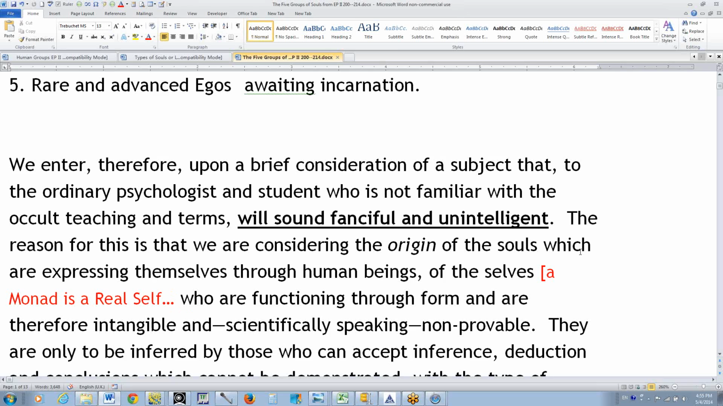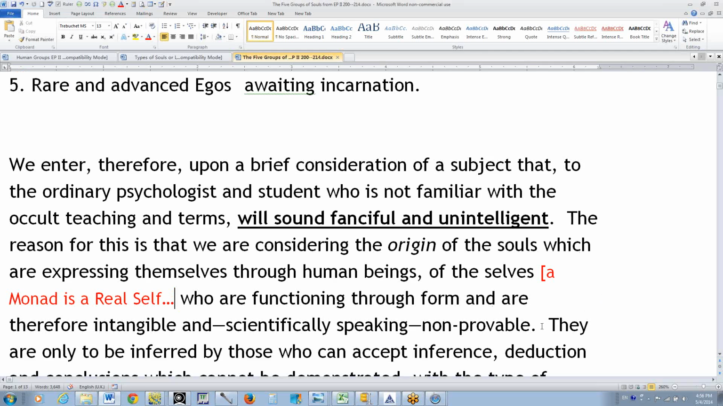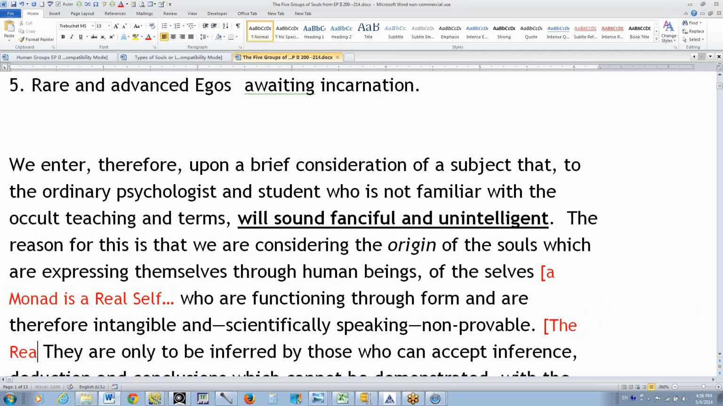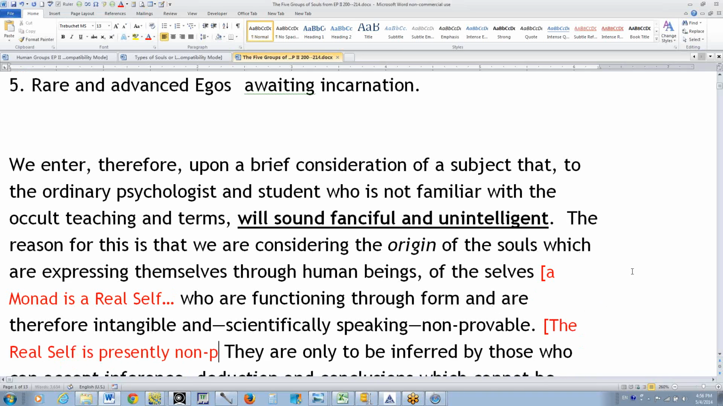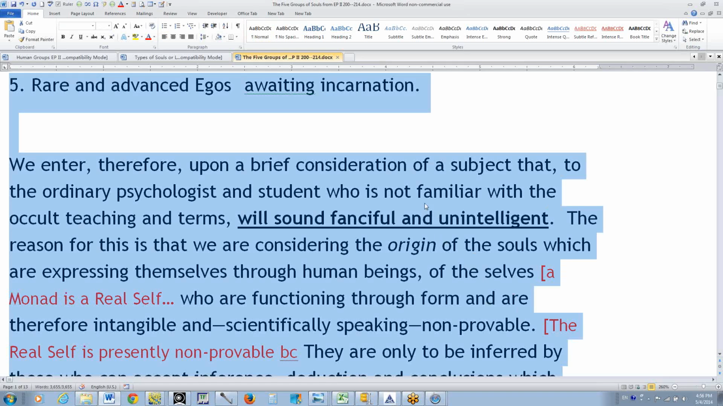Notice he really differentiates. A human being seems in this case to be more the personality, although the members of the fourth or human creative hierarchy are monads and have the word human attached to them. So we're considering their origin, expressing themselves through personalities or selves who are functioning through form and are therefore intangible and, scientifically speaking, non-provable. So the real self is presently non-provable.